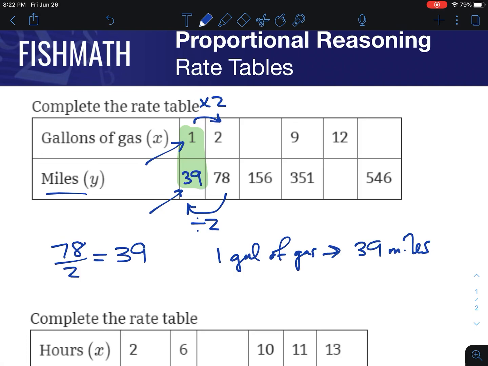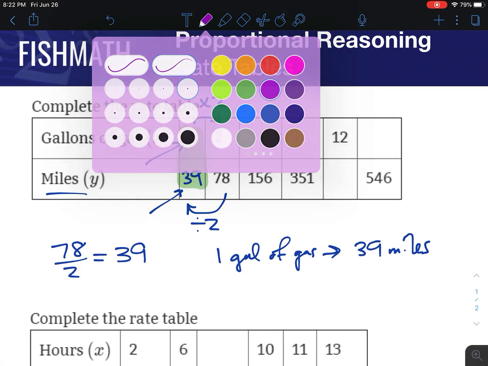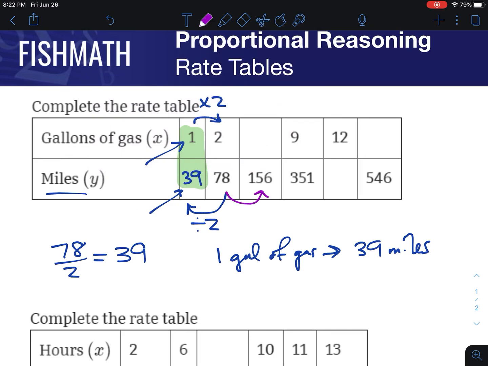So if we're working on to the next part here, 78 becomes 156. Again, we've got to try and find a scale factor there. So take 156 divided by 78, and you will get a scale factor. That is actually just 2 again. Happens to work out like that. So this is times 2 this way. So in this part of the table, this would also be times 2. So 2 times 2 would be 4. So on 4 gallons of gas, you can go 156 miles.